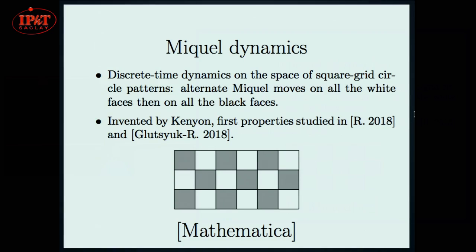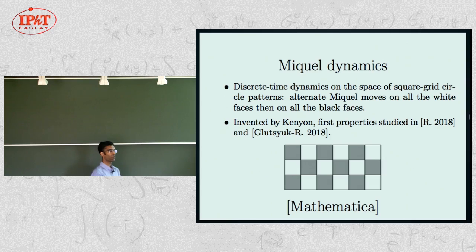So this is how Miquel dynamics works. You start with some circle pattern for the infinite square grid at time 0. Then you perform a Miquel move, as I explained on the previous slide. Sorry, I should say that your square grid carries a checkerboard coloring. Every face is colored alternately in white and black. At time 1, you do a Miquel move on every white face, every white circle. Then at time 2, you do a Miquel move on every black circle. And then you continue at time 3, a Miquel move on every white circle, and so on.